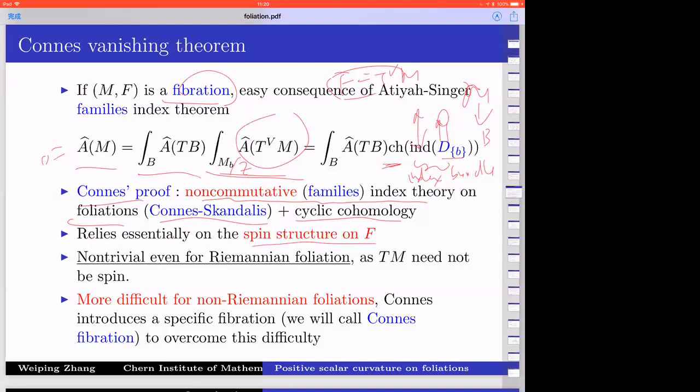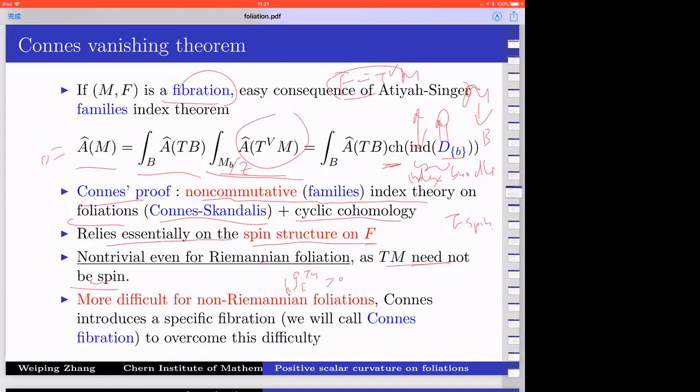Even for the Riemannian foliation, I just want to remark that since TM need not be spin, only F is spin, you do not get it easily. Even in this case, you can get positive scalar curvature, but it is not spin. You do not get directly the vanishing of the A-hat genus. You cannot apply the Lichnerowicz theorem directly.